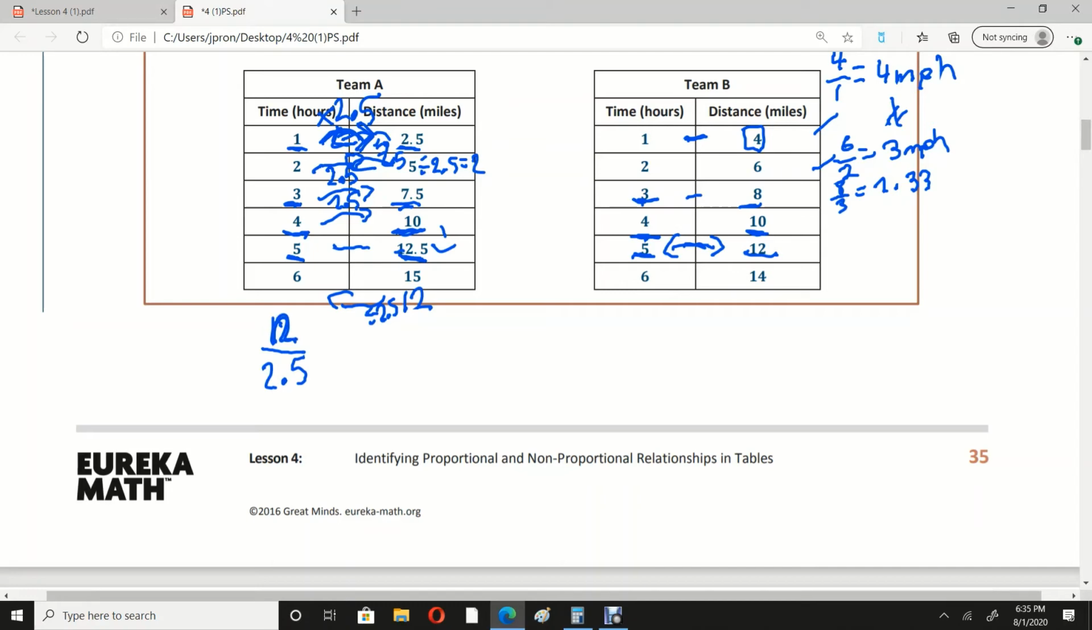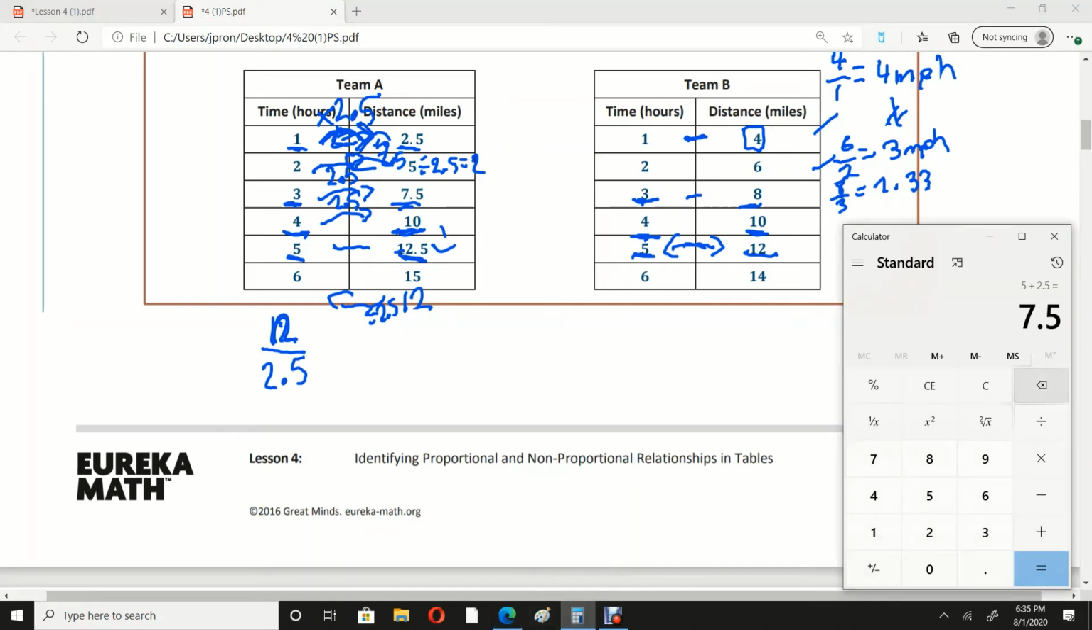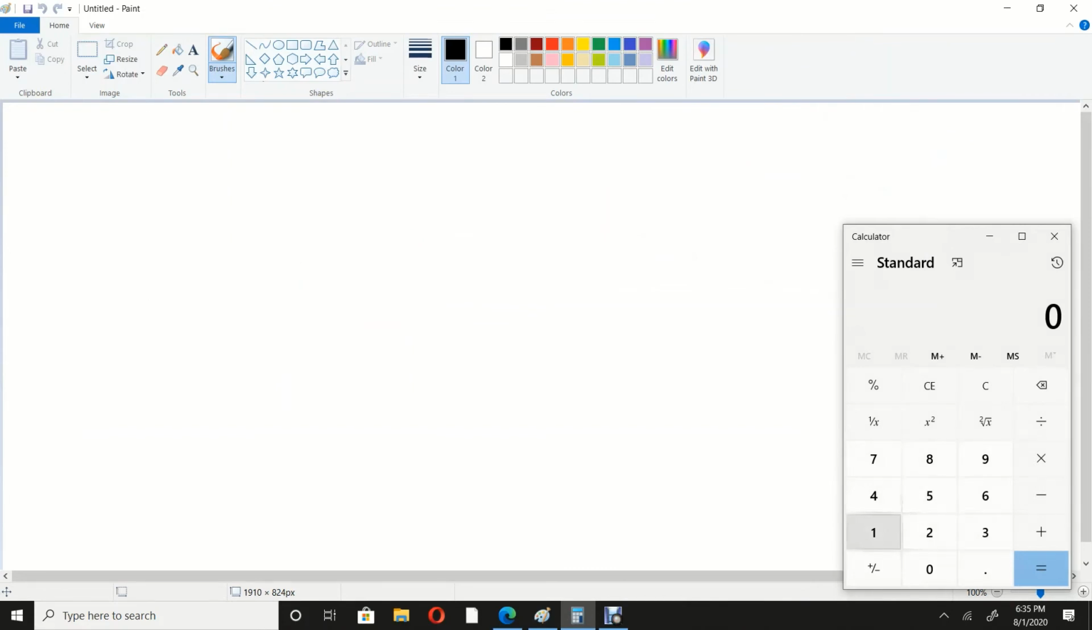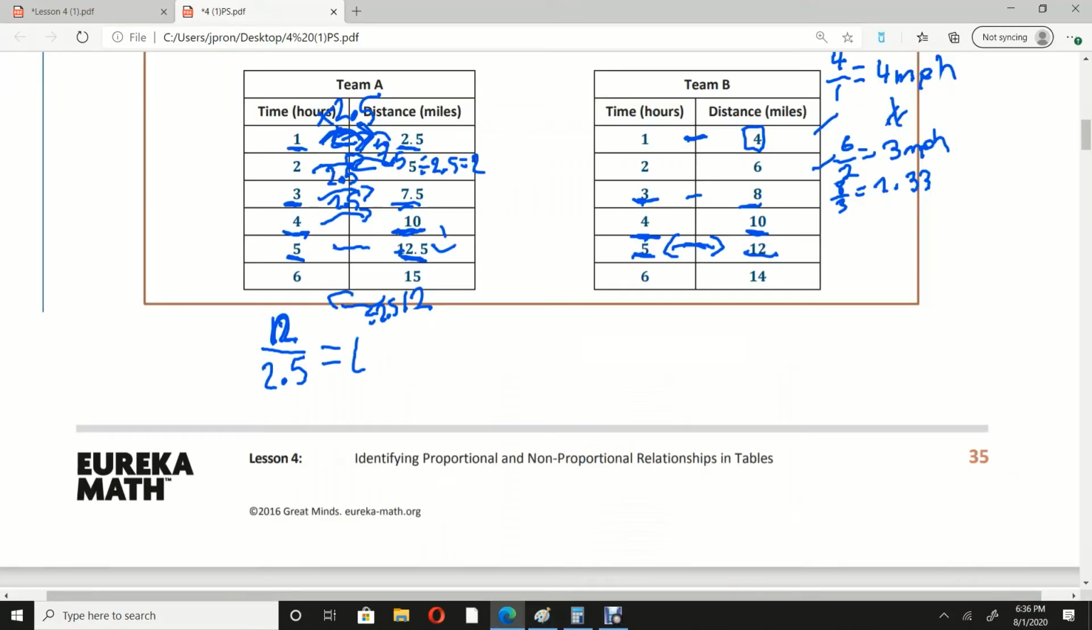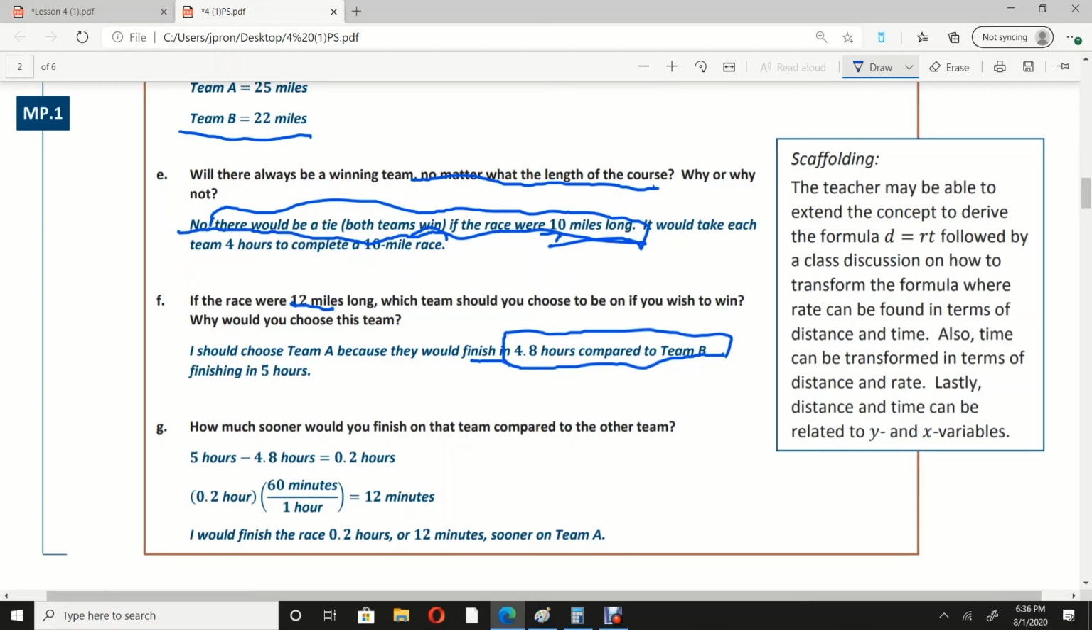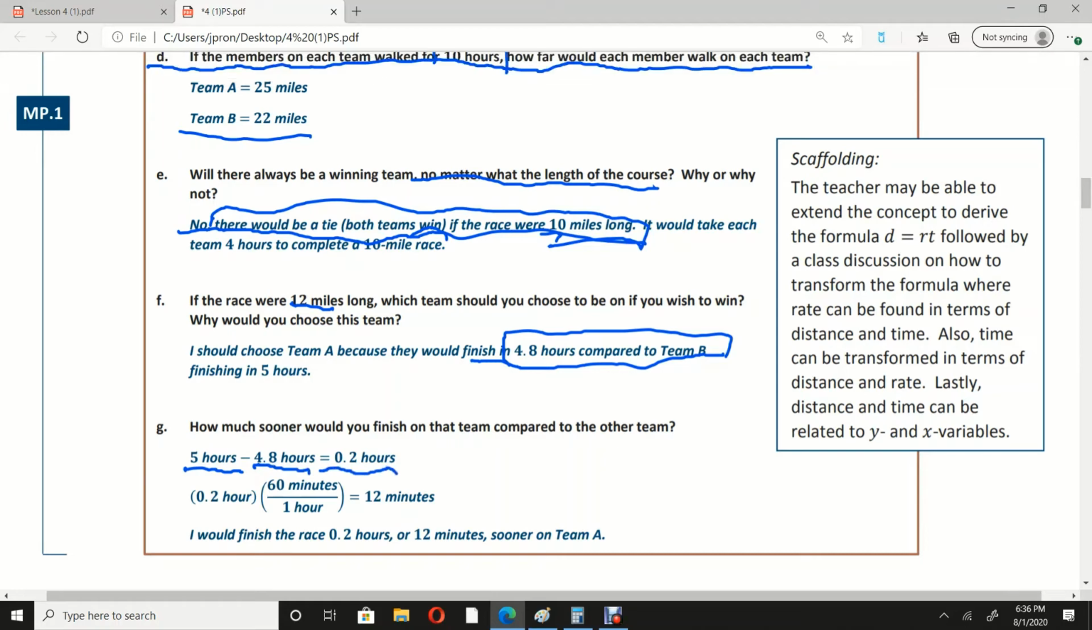So we have 12 divided by 2.5, which, remember your long division skills, we get 4.8. Okay, now, since Team B finishes in 5 hours and Team A finishes in 4.8 hours, that means you will finish 0.2 hours ahead of the other racers. So I would finish the race 0.2 hours ahead.